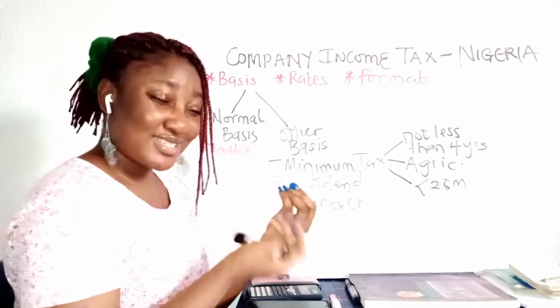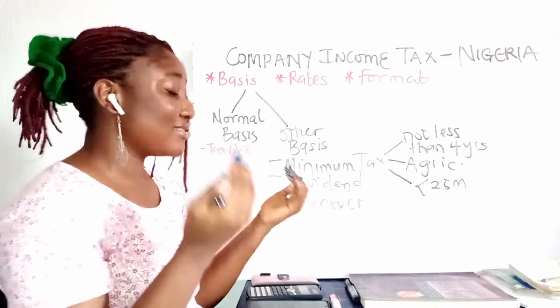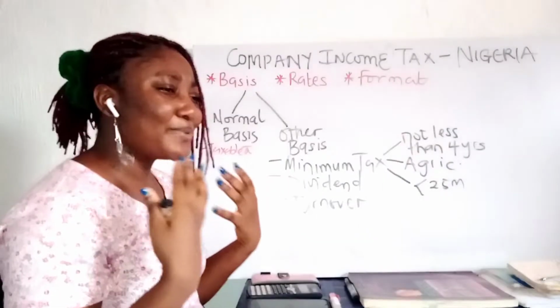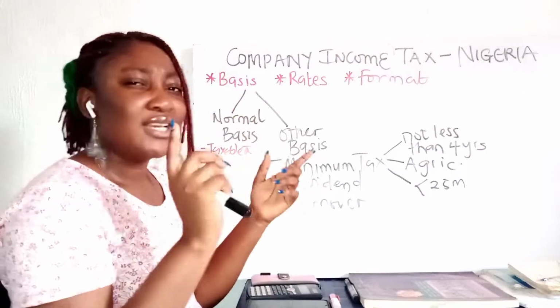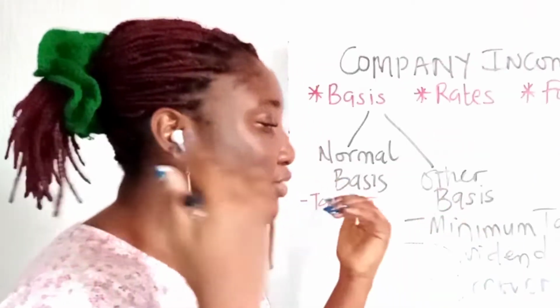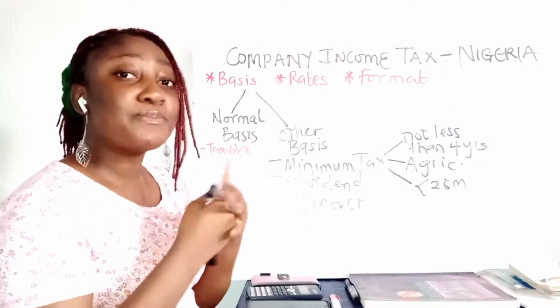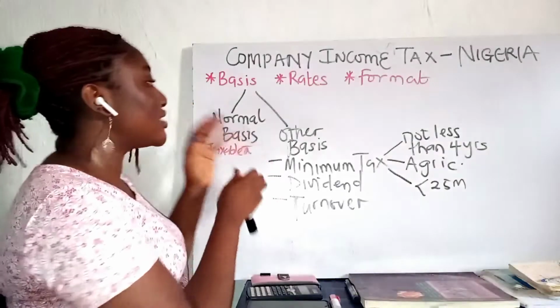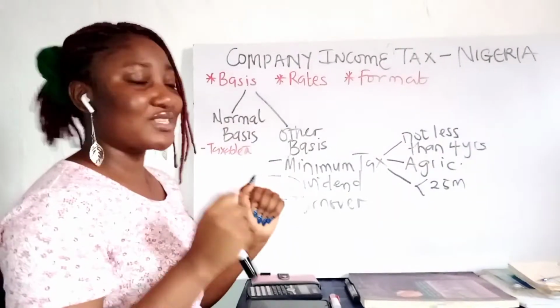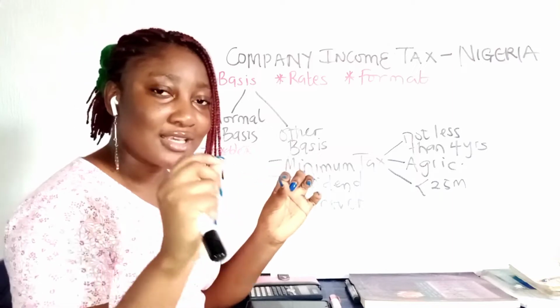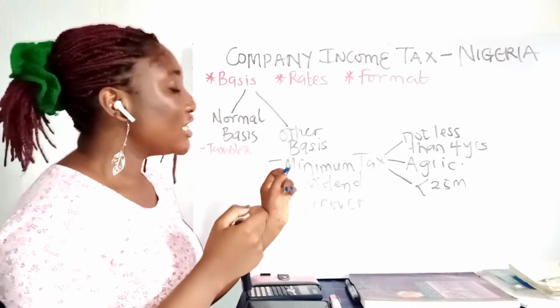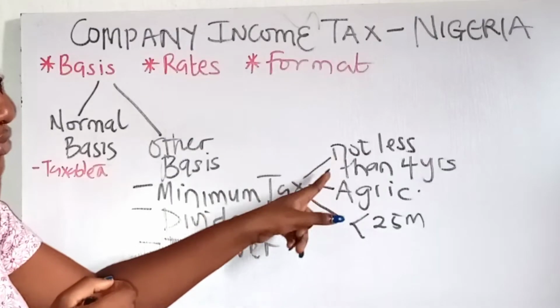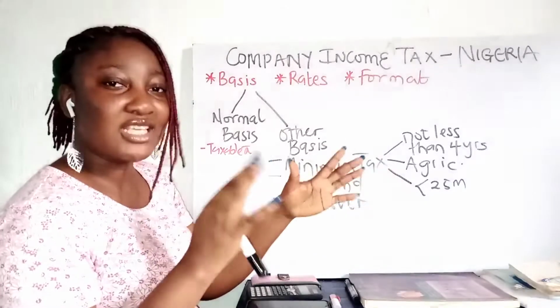So in that case, the tax authority has the right to tax them on a turnover basis. If the tax inspector feels like it, those ones are based on the discretion of the tax authority. But the ones that are examinable are the normal basis and the minimum tax basis. And how do you know there's a minimum tax situation in a question? It is by this information: the 4 years, the agric, and the less than 25 million.